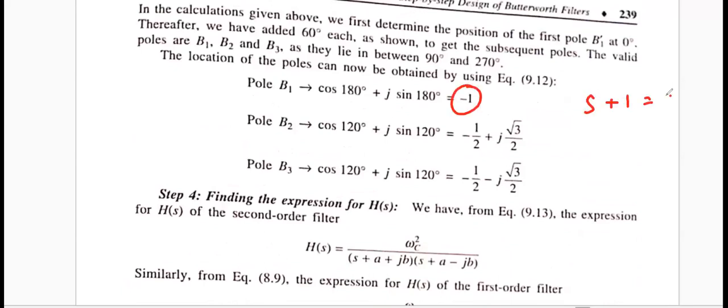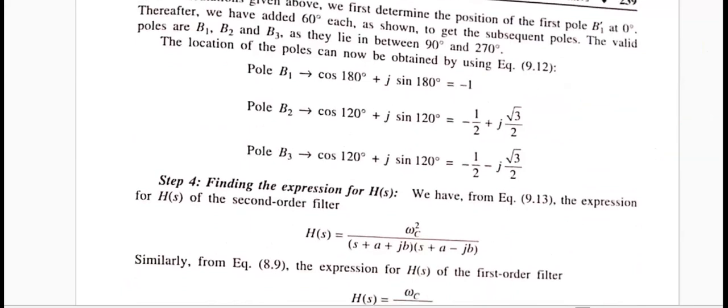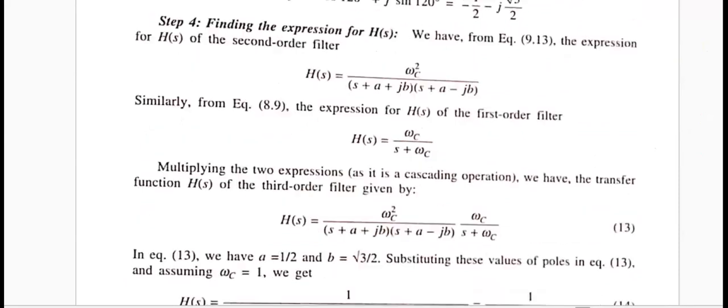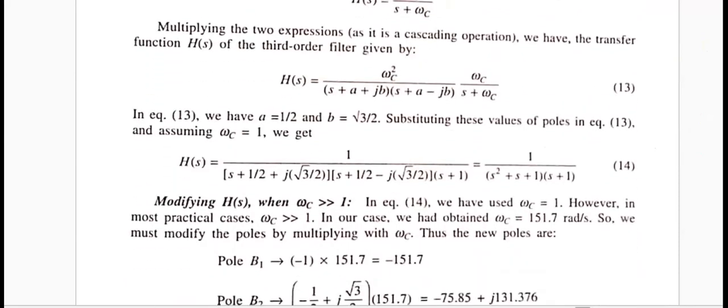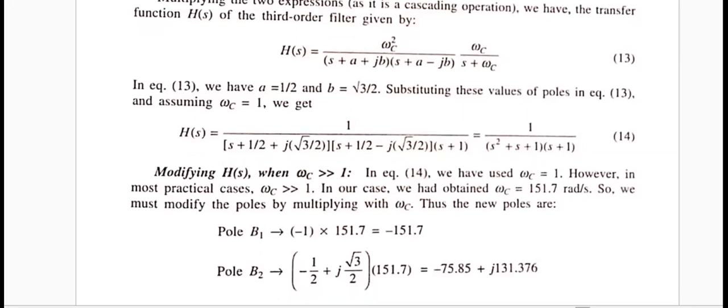s plus 1 is equal to 0, s is equal to -1. So definitely it shows that for omega c equal to 1, this is for the first order filter. But even if you don't need to care about this, as a senior student, you should understand the fact. So s plus this and s plus this, these are the two poles, and s plus 1, this is the third pole. So combined, it should look like this, a pretty clean and simple expression.